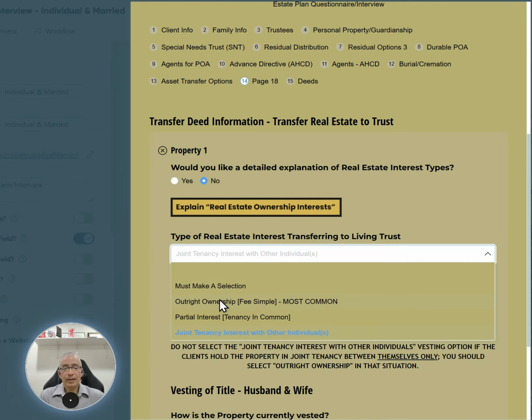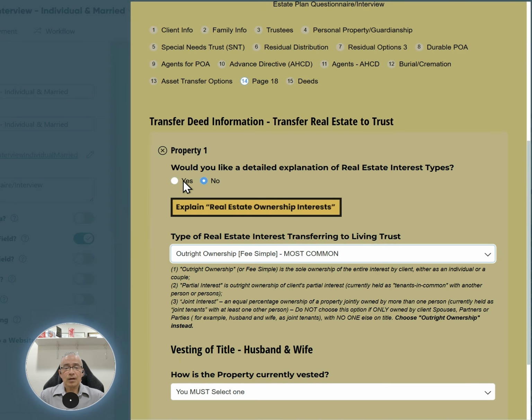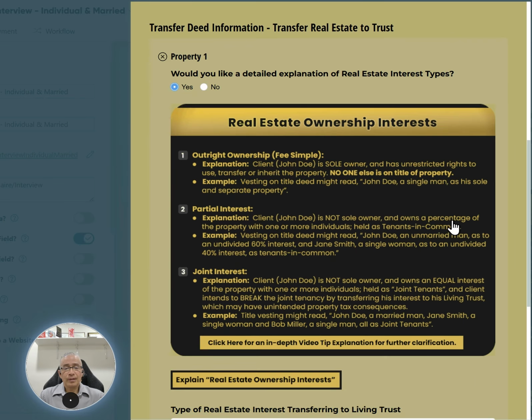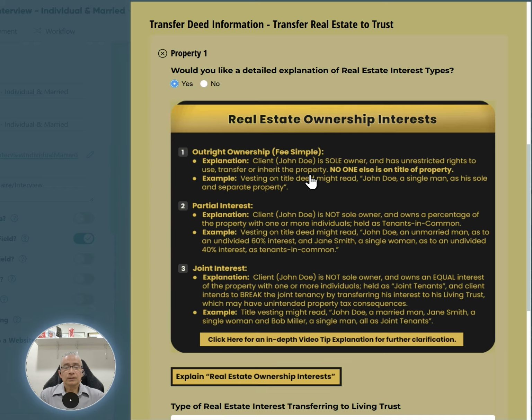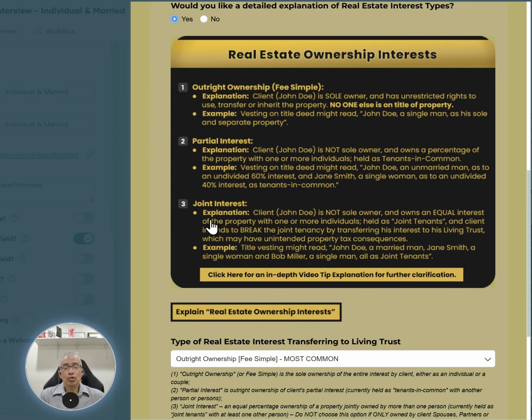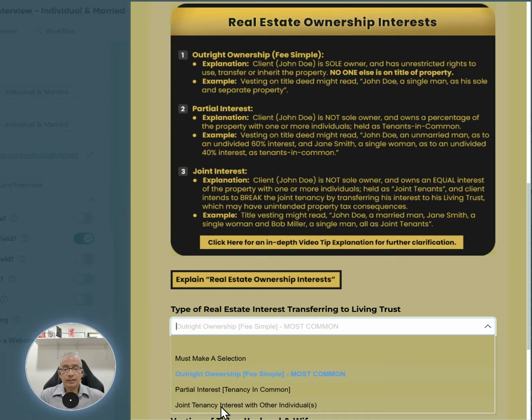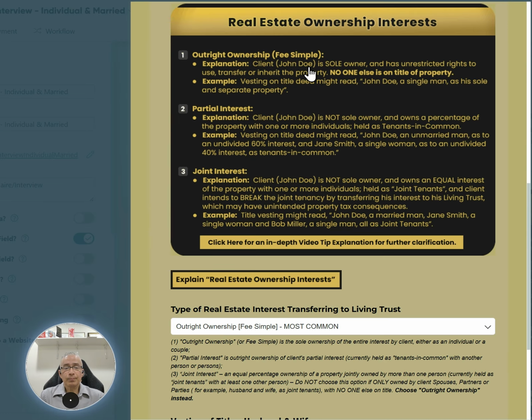Okay, but let's talk about first outright ownership. Before we get to that, we'll click on this button here, and it brings up the explanation menu, giving you a detailed explanation of what outright ownership is, also known as fee simple, what partial interest is, aka tenancy in common or tenants in common, and then joint interest. Don't be confused with outright ownership where a couple owns the property together as joint tenants. That does not apply. This section here, number 3, joint interest, which is also right over here, joint tenancy interest with other individuals, that does not apply to outright ownership if the couple are the only owners and no one else is on the title of the property.